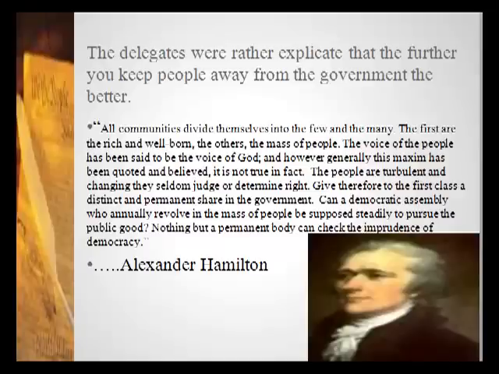The voice of the people has been said to be the voice of God. And however generally this maxim has been quoted and believed, it is not true in fact. The people are turbulent and changing. They seldom judge or determine right. Give, therefore, the first class a distinct and permanent share in the government. Can a democratic assembly who annually revolve in the mass of the people be supposed to steadily pursue the public good? Nothing but a permanent body can check the imprudence of democracy.